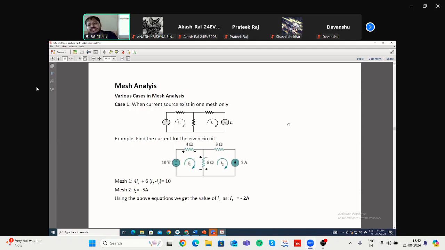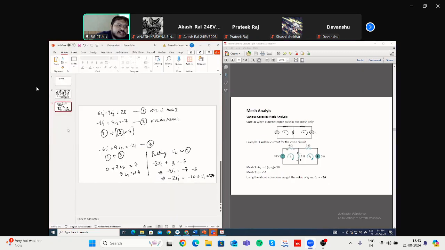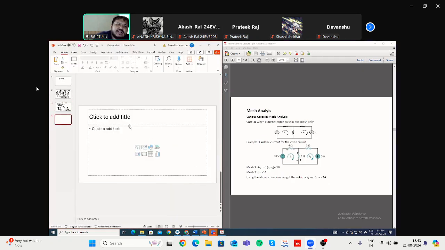Now we will consider this mesh analysis for different cases. Let us say we are considering a first case, case 1, when the current source exists in one mesh only. There is a current source. Now how can you deal with this kind of a problem? Okay, let us see. I will solve it by hand so that each and every step becomes clear to you. When I share the lecture notes, the solutions will be there, no issue. But here I will solve by hand.